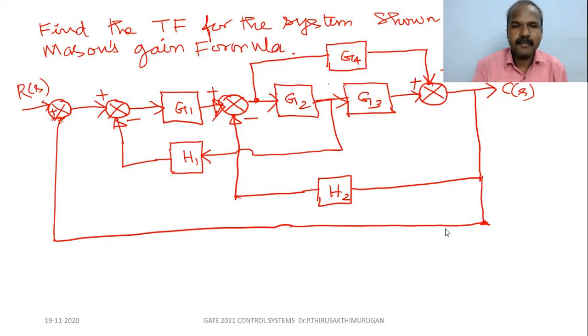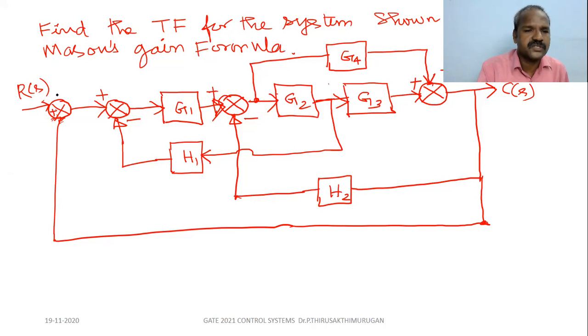Okay, come back. So we have to apply Mason's gain formula for this. First we draw the signal flow graph for this block diagram. So how many forward paths are there?